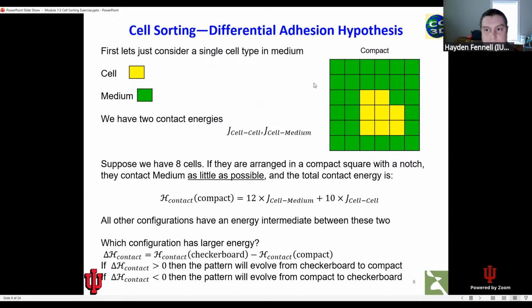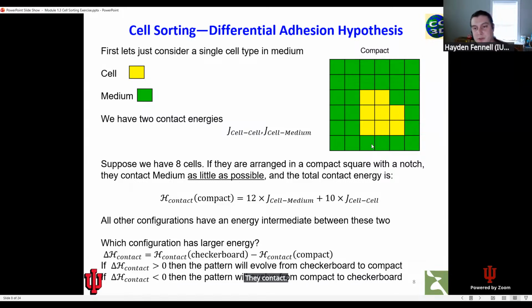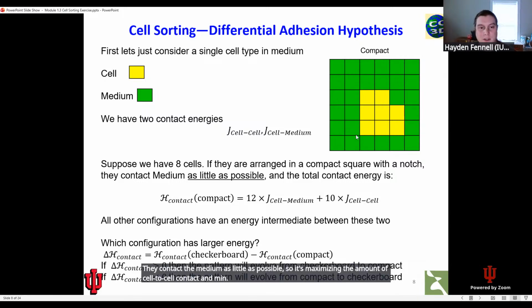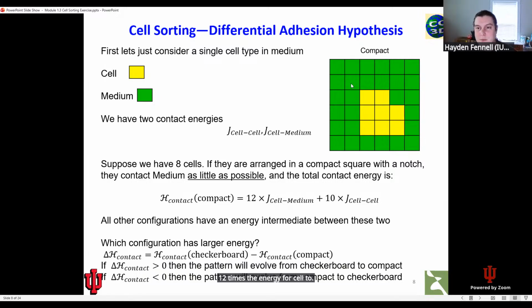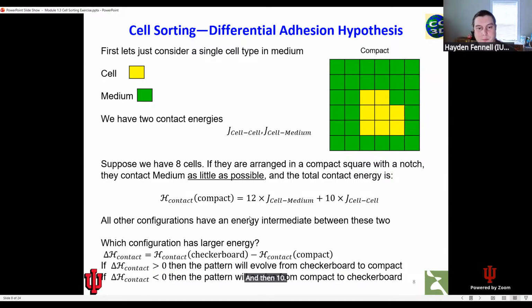In contrast, we have our compact arrangement. So again, cells and medium. Here we still have 2 contact energies, between the cells themselves and between the cell and the medium. If they're arranged in a compact square with a notch like this, they contact the medium as little as possible. That's maximizing the amount of cell-to-cell contact and minimizing the amount of contact with the medium. In this case, we would have 12 times the energy for cell to medium because we have 12 medium to cell interfaces, and then 10 cell to cell interfaces.